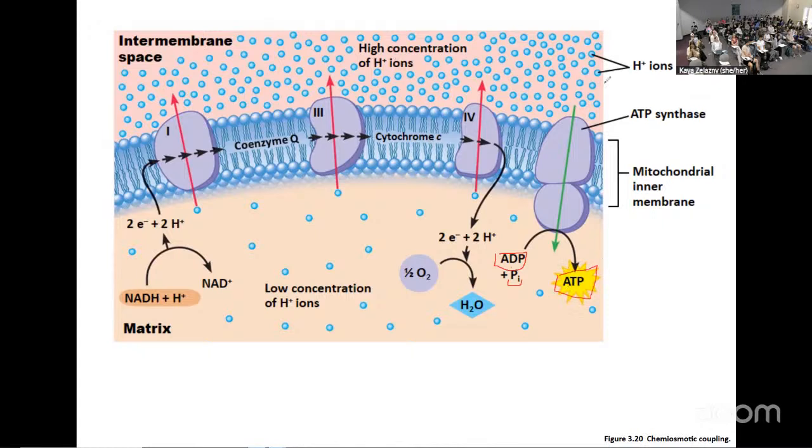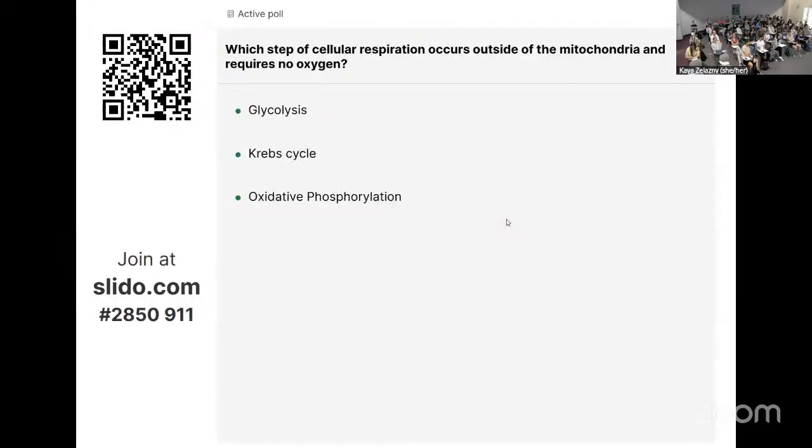And once we do it, we would see this gradient, this difference in the number of hydrogen ions on either side of the membrane, set to equal, so constant equilibrium, before we build it back up again and do this again. So I'm going to review all our steps one more time. Remind me which part of our cellular respiration happening outside of the mitochondria didn't require oxygen.